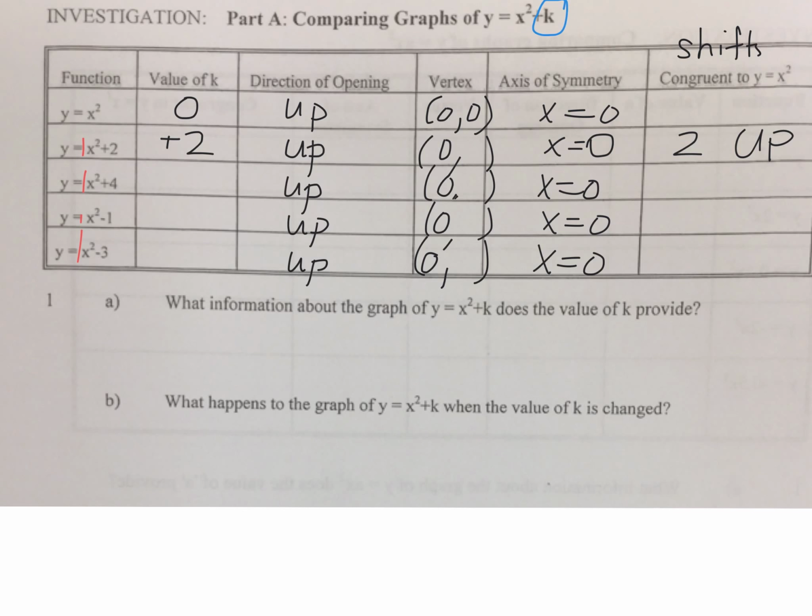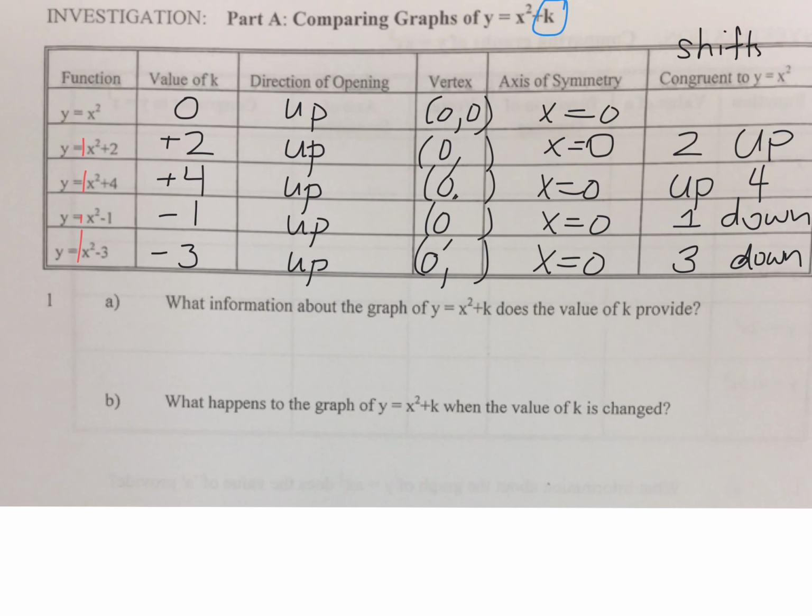This one's pretty easy. Next one, Aliena. What's the value of k? Positive 4, which means it moves up 4. Yep. Next one. Good. So what happens to the parabola? 1 down. Good. And the last one, Chester. What's the k value? Negative 3. So does it go up or down 3? If k is negative 3, it's shifting down. Good.